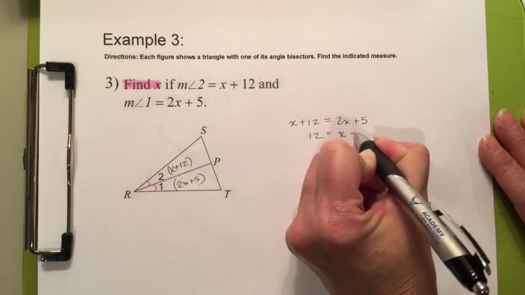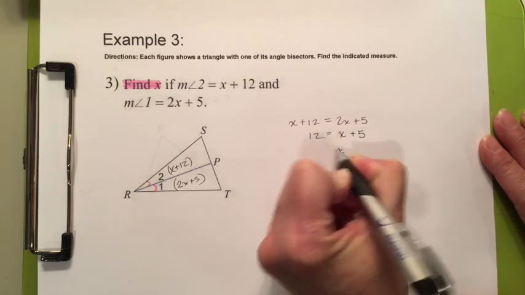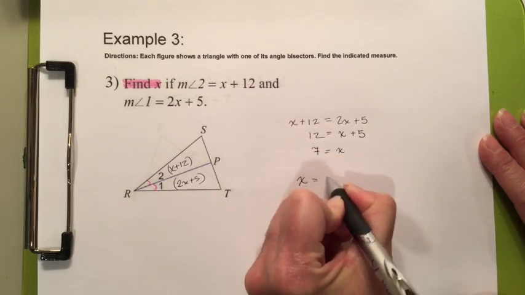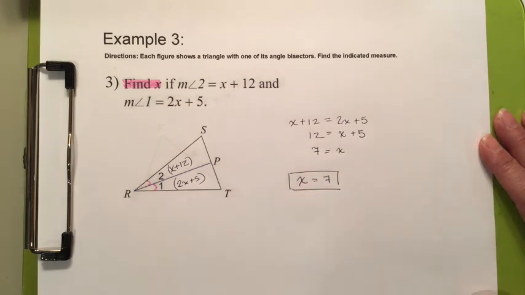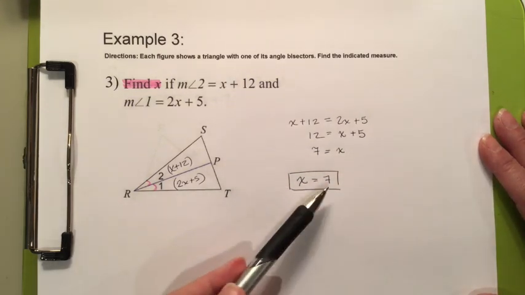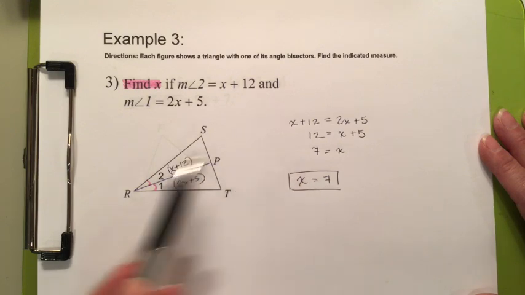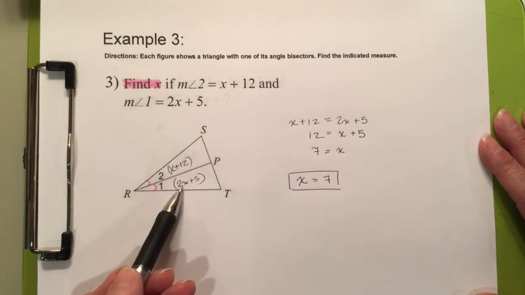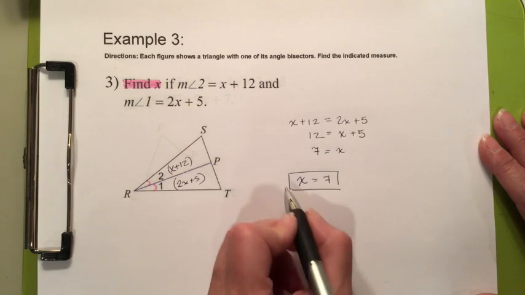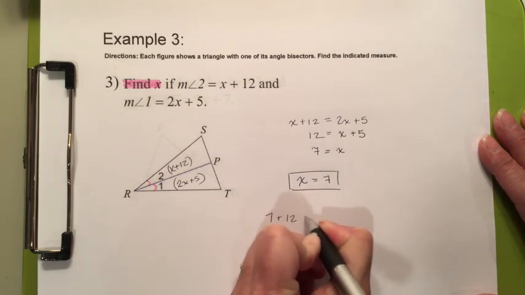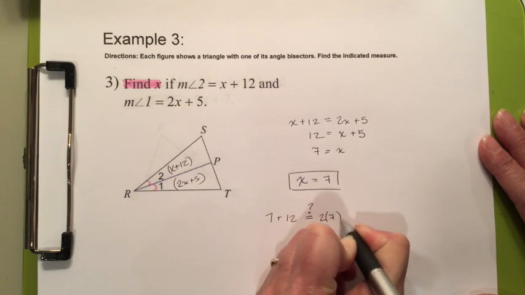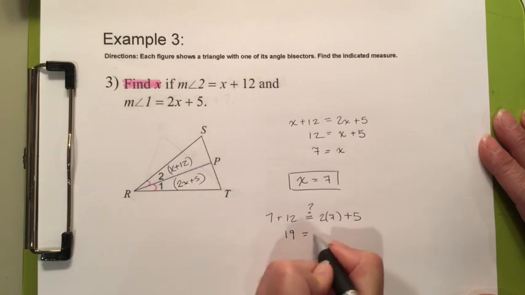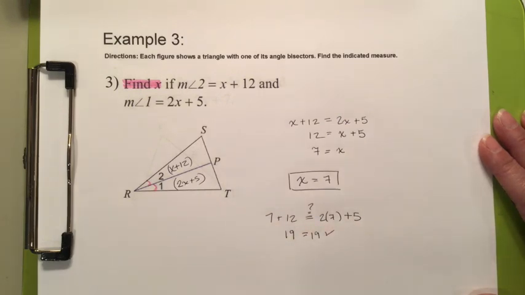Let's see, I'll do it step by step here. And a lot of times we like to write it this way with x on the left. But anyway, so we get x equals 7. And then you can plug it back in to check it out. So if I put 7 back into this equation, 7 plus 12, is that equal to 2 times 7 plus 5? All right, so we have 19 over here. 2 times 7 is 14, plus 5 is 19. So that's a good way that I can check my work.